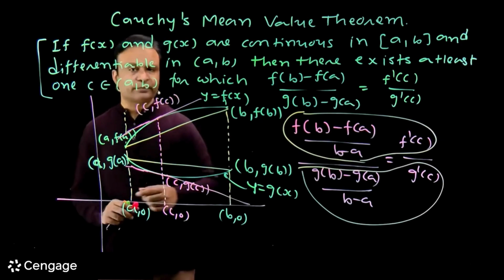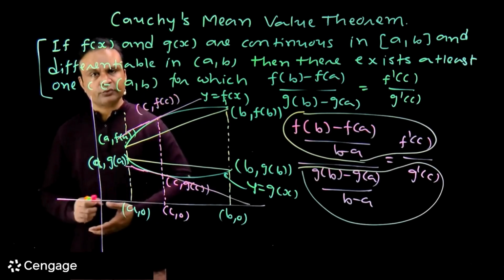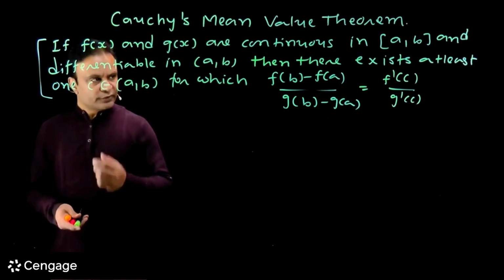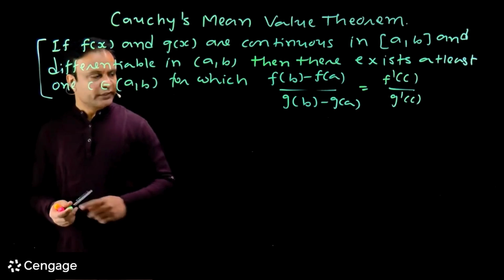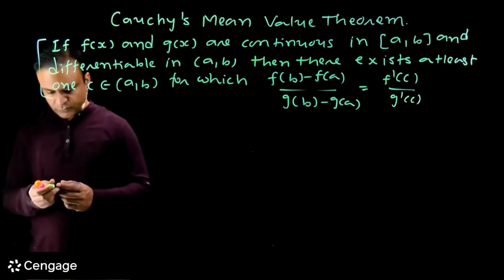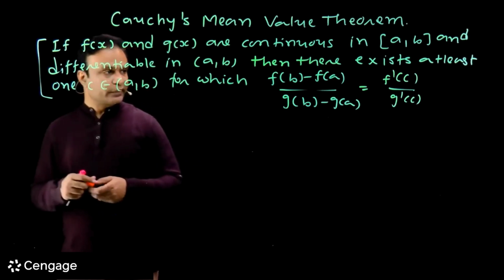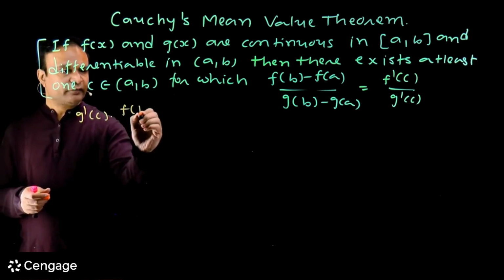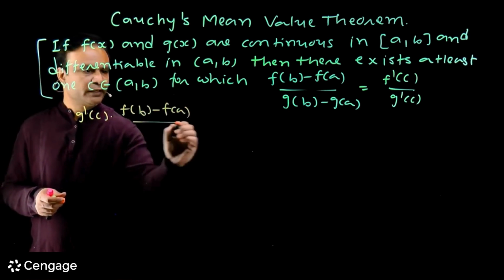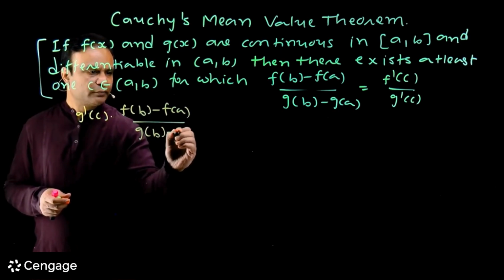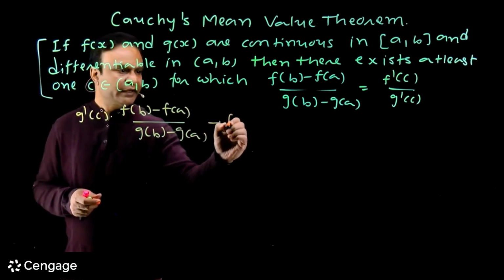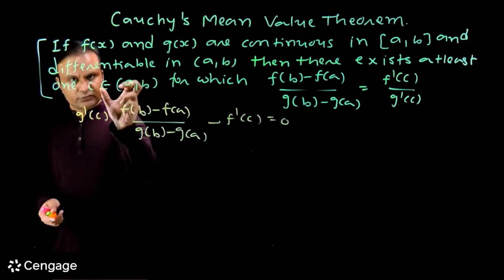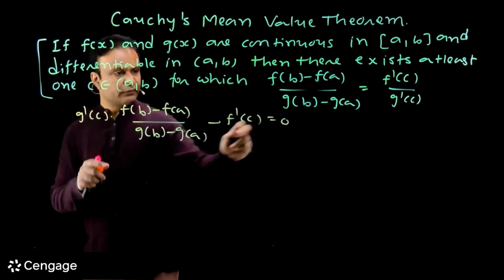Then how can we prove this statement? Let's see the proof. We prove this statement using Rolle's theorem. Now for Rolle's theorem, what should be the function? For that, I cross multiply and take all the terms on one side. So I get g dash c multiplied by (f(b) minus f(a)) upon (g(b) minus g(a)) minus f dash c equal to 0. That means now we have to prove that there exists at least one c belongs to (a, b) for which this is equal to 0.